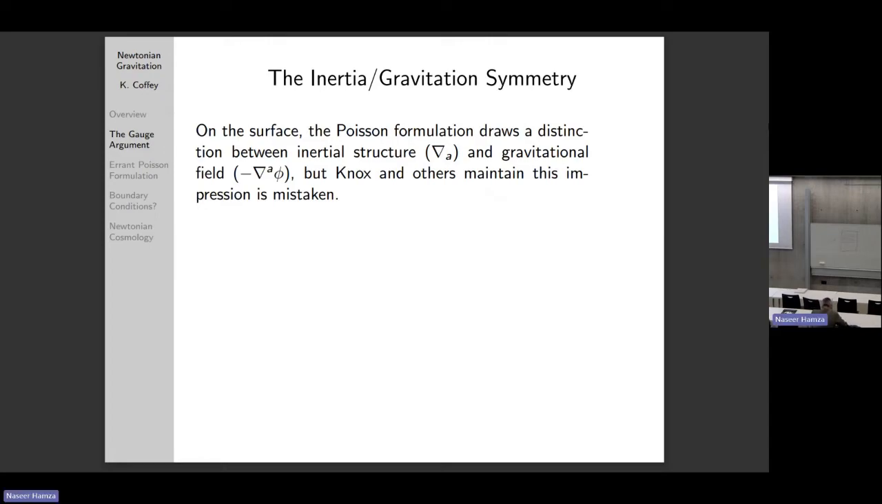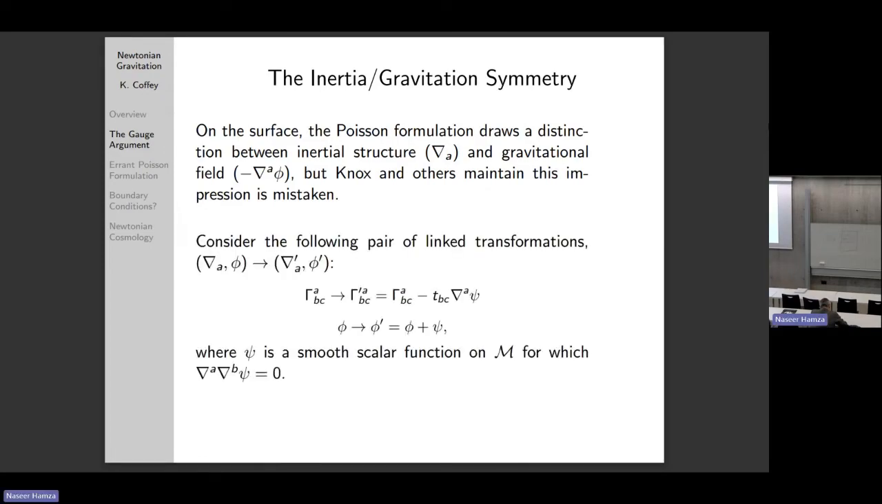Knox and others are going to claim that this way of understanding it is mistaken. And they do that by asking us to consider a pair of transformations that takes an inertial structure and a gravitational potential into a new inertial structure and a new gravitational potential, right? And those are generated by taking some function whose spatial Laplacian is 0 and adding it to the existing potential and changing the Christoffel symbols associated with the inertial structure in this precise way.